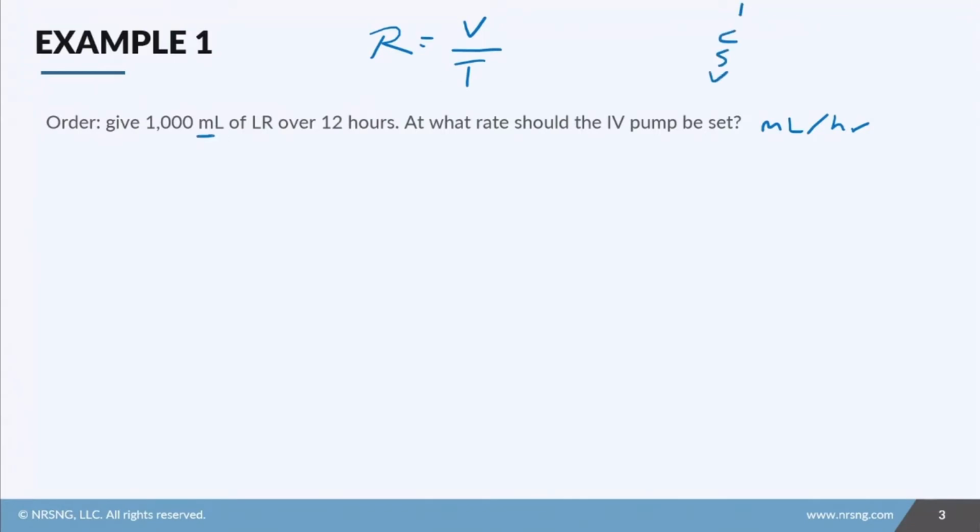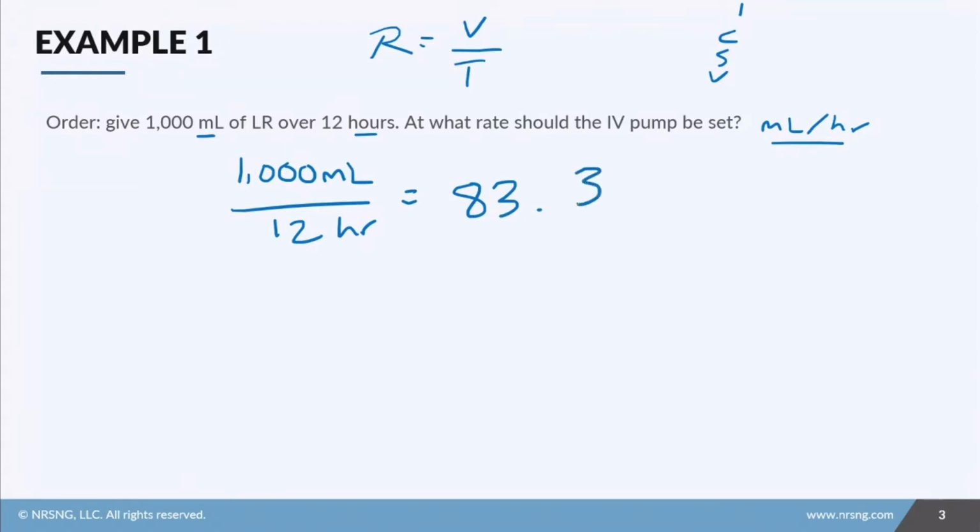So we've got milliliters, we've got hours. That's what we're looking for. We don't need to do any conversion. So let's go ahead and set up our formula. Our rate is going to equal our total volume over our total time, which is 12 hours. 1,000 divided by 12 is going to get you 83.33333 repeating. And so when we round to the nearest tenth, we end up with 83.3 milliliters per hour.